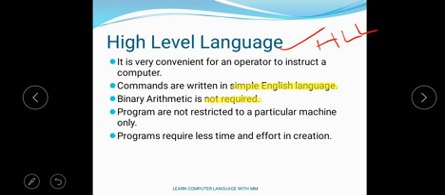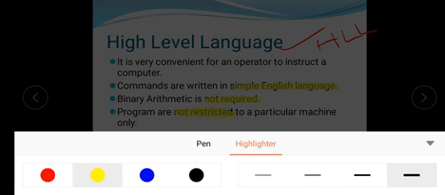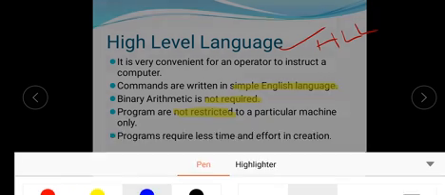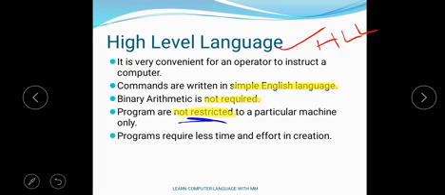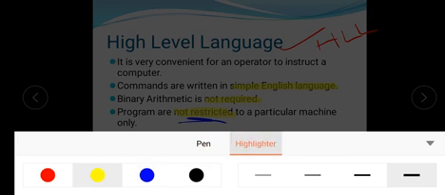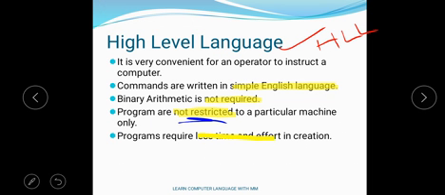Programs are not restricted to a particular machine only. As for the last two languages, machine language and assembly language, why are they called low level languages? Because the particular language can be used on the same computer only. But in the case of high level language, the programs are not restricted to a particular machine only. We can use them on any other machine or any other computer also. Programs require very little time and effort for creation.